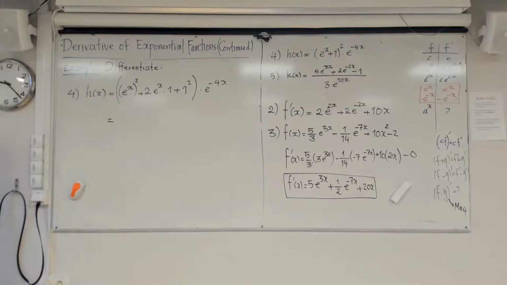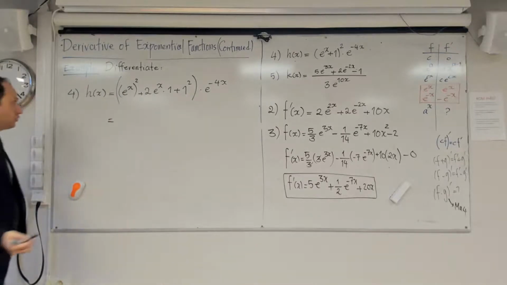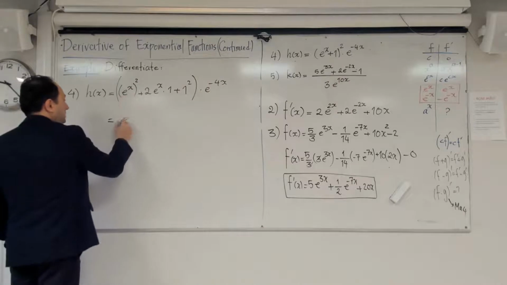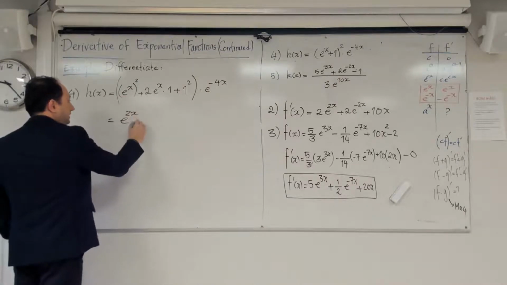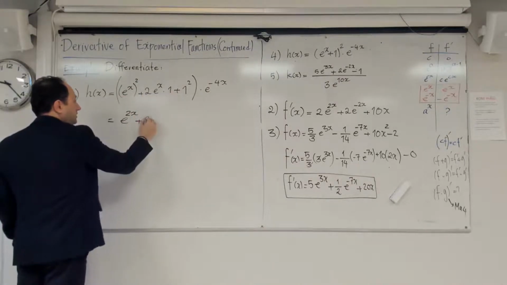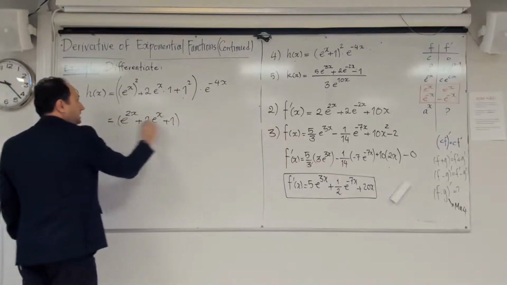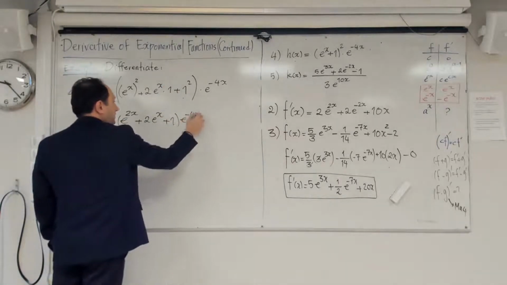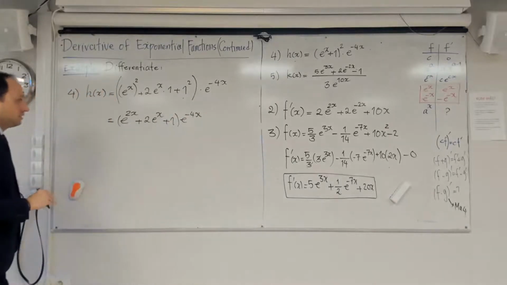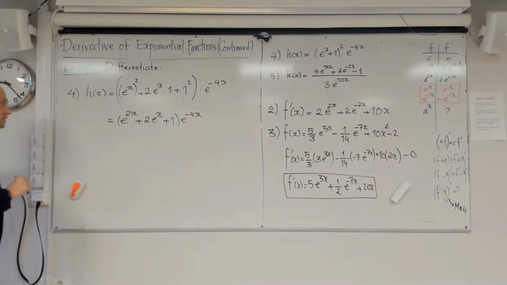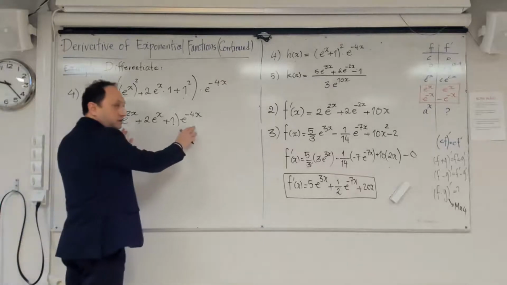Now tell me, what is e to the power x to another power 2? What can I write instead of that? 2x, because the exponents have to be multiplied. And then 2 times 1 is just nothing here. And then 1 to the power 2 is 1, so e to the power minus 4x. But still, I cannot start differentiation yet because it is a product again.